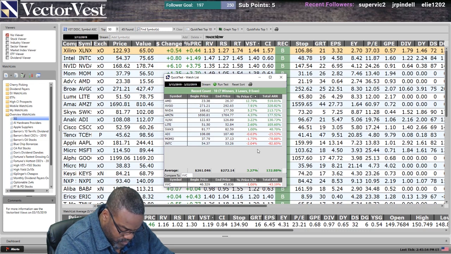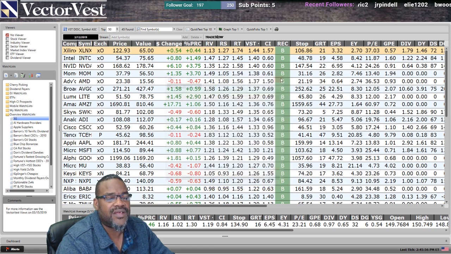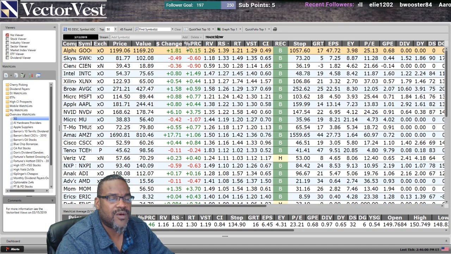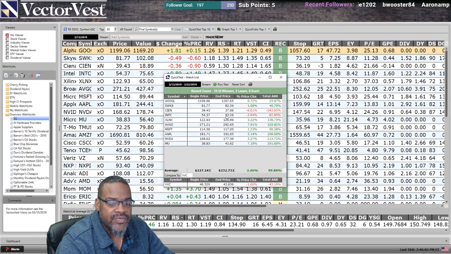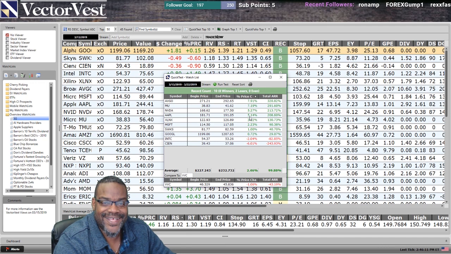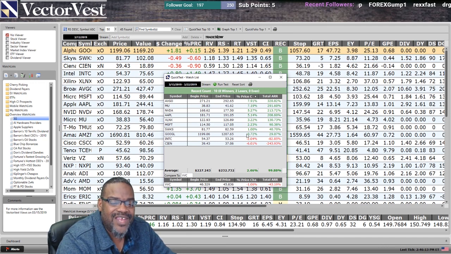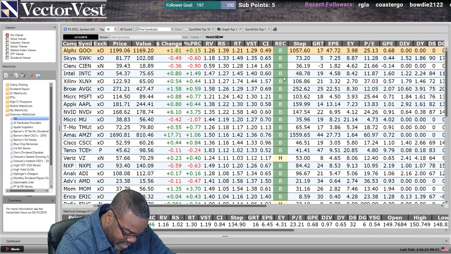Let's look at the relative safety. Sort by relative safety. All right, short term though. 2.5%. 8 winners, 2 losers. Look at this, folks. This is 1 week. How many of you can consistently do this in 1 week? I'm curious to know, because if you can, it's awesome.